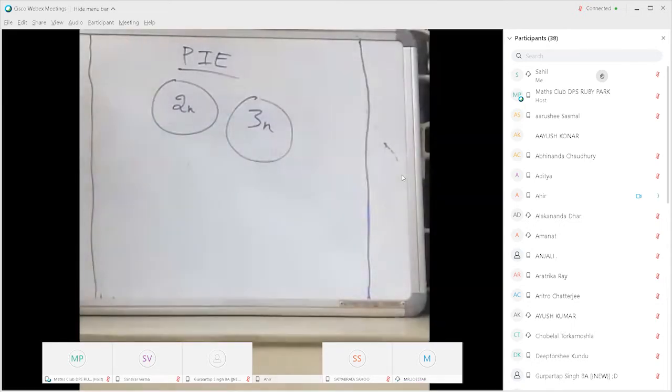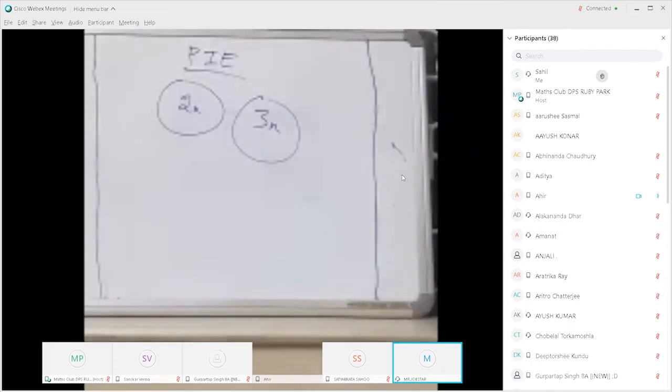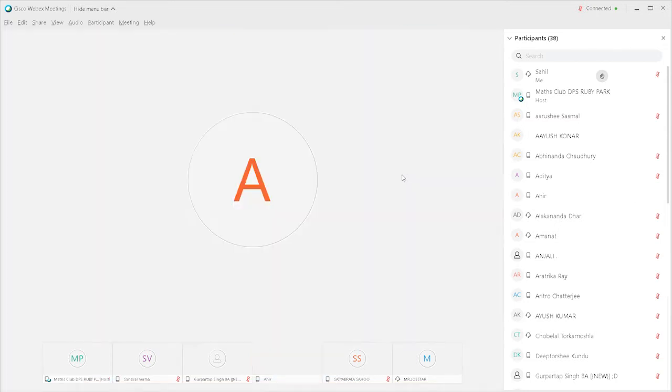Now suppose we've been asked to find all numbers less than or equal to 100 which are divisible by 2 or 3. Please repeat from the start. Okay, I'll repeat from the start. So, suppose we have two sets. This is the set of all numbers of the form 2n.